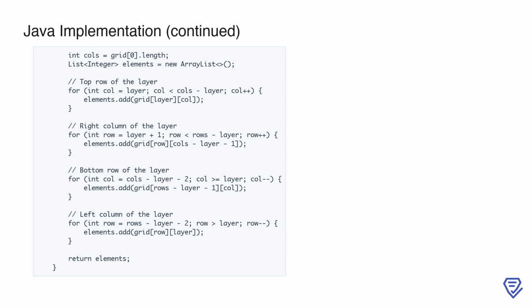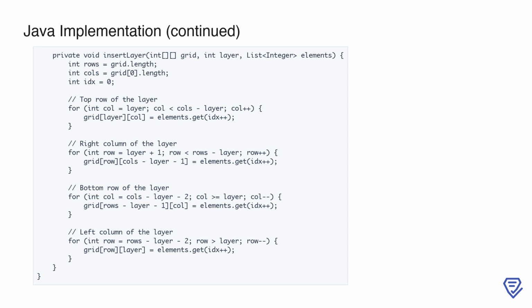This systematic traversal ensures that all elements in the current layer are captured in the correct order, which is essential for the rotation logic. In the insert_layer method, we take the rotated list of elements and place them back into their respective positions within the grid.